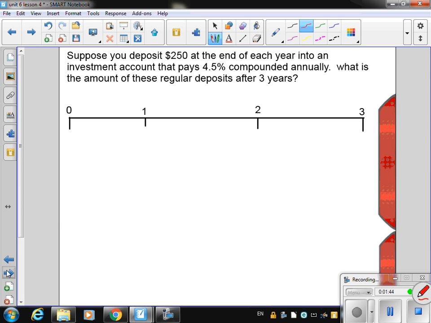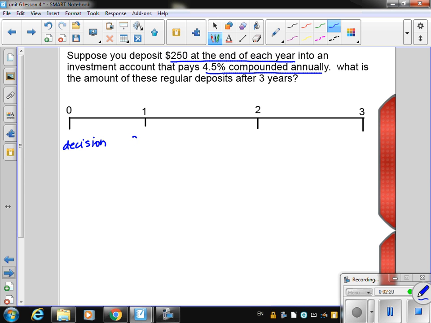Suppose that you deposited $250 at the end of each year into an investment account that pays 4.5% compounded annually. So you're depositing annually and it's being compounded annually. What is the amount of these regular deposits after 3 years? So let me show you what happens. Let's just start at time 0. At the beginning of our story, you made a decision. You're going to do good money things.